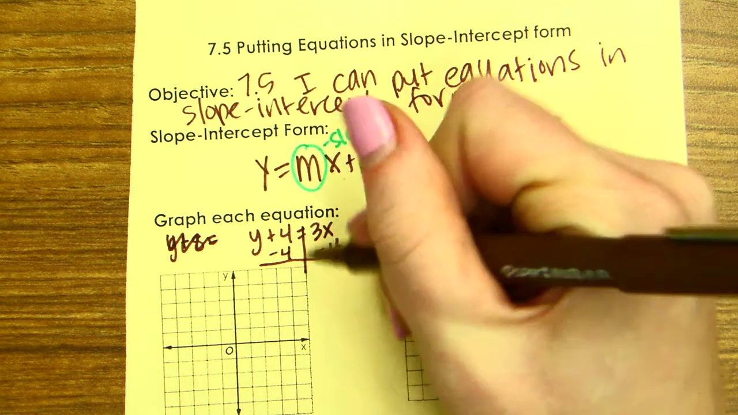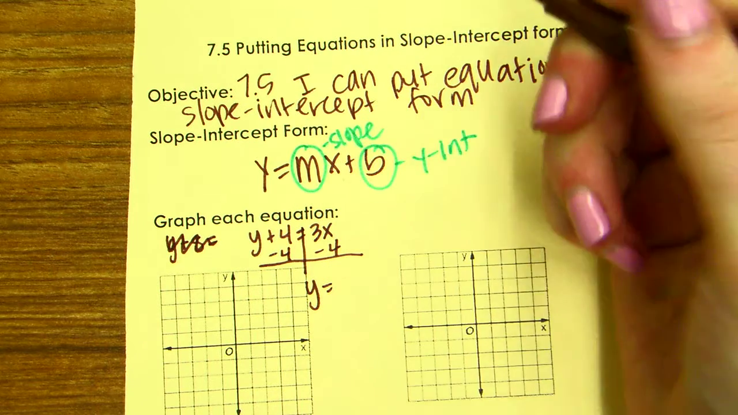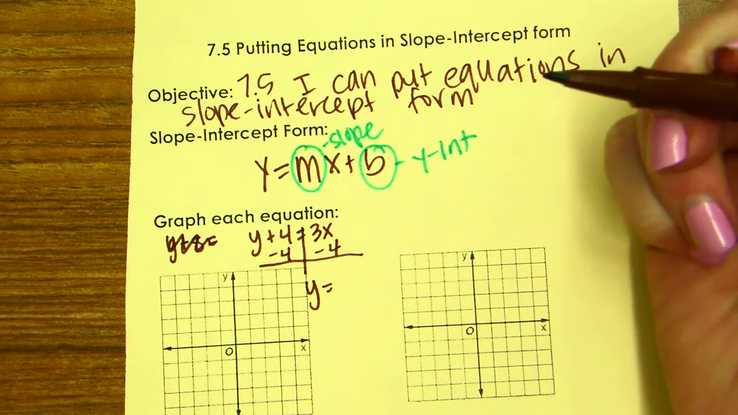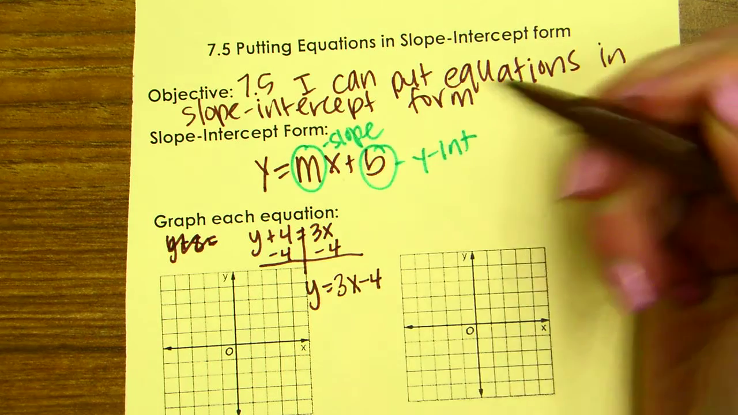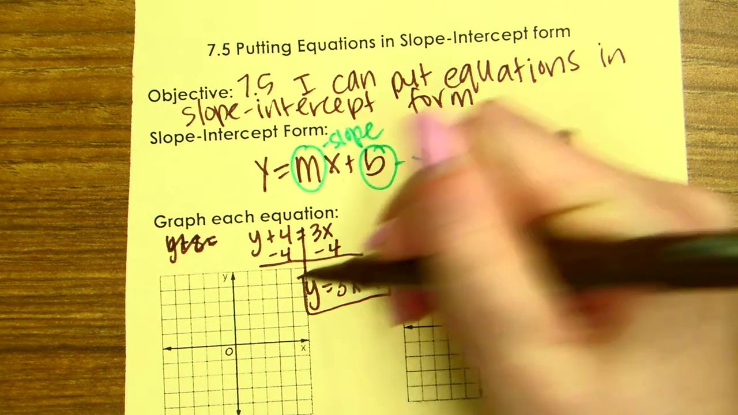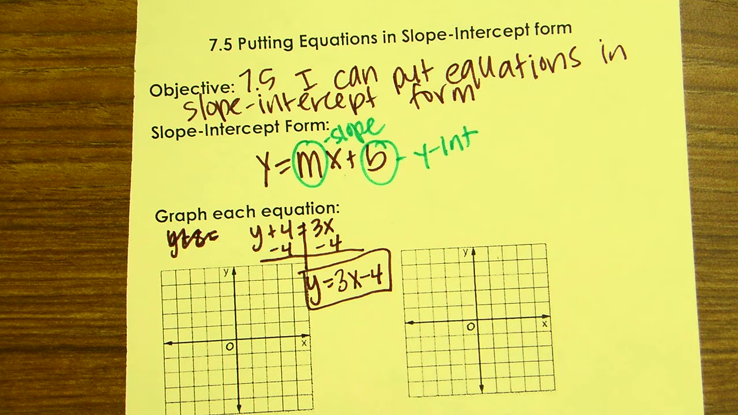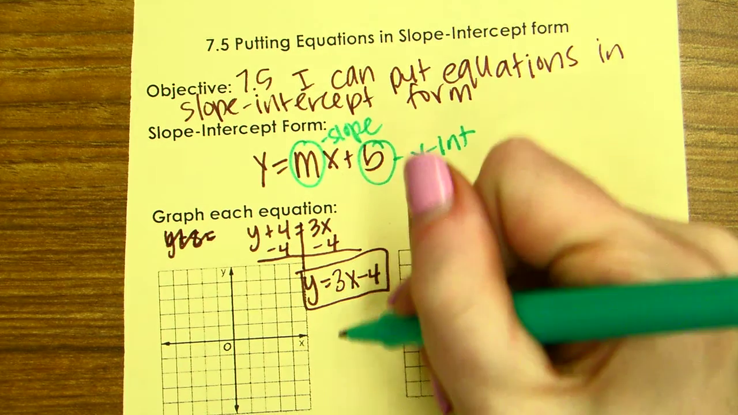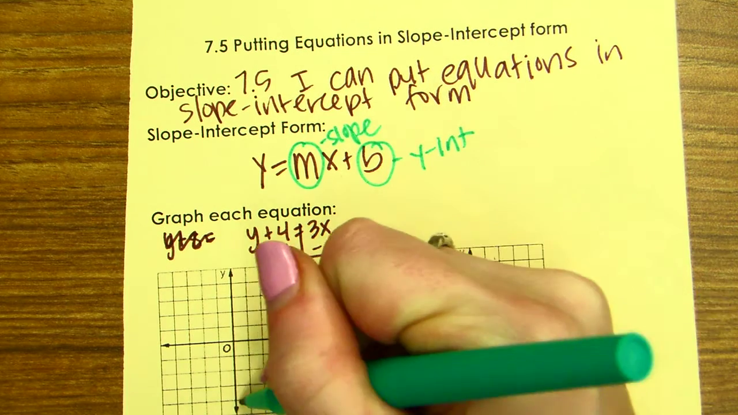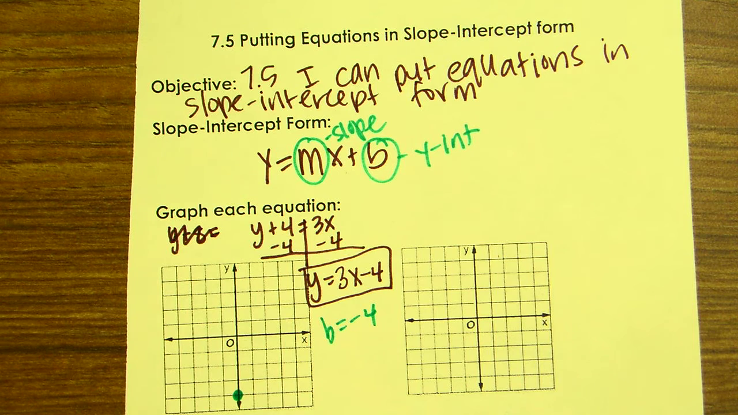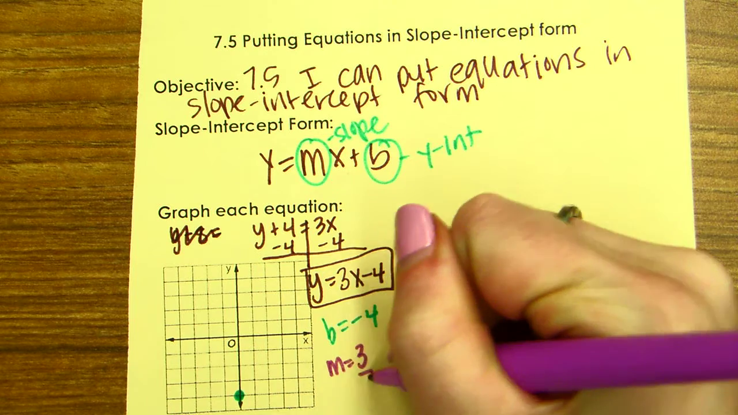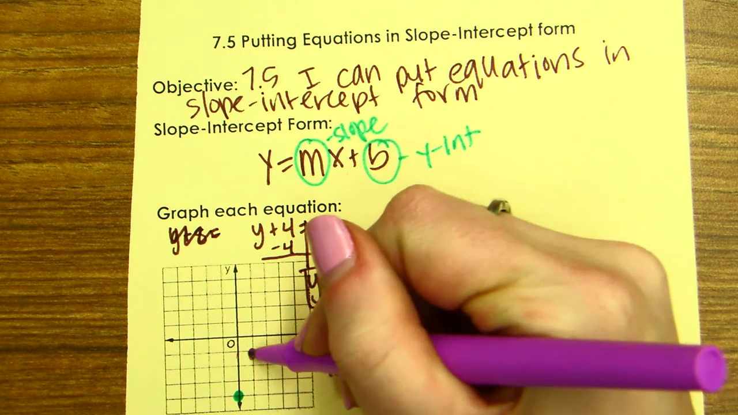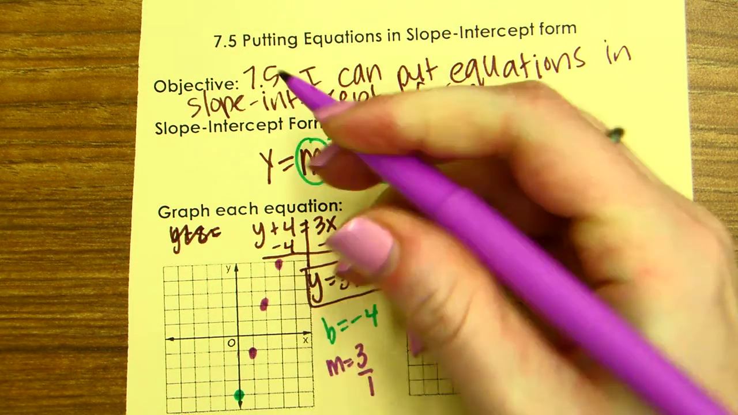On this side, I just have a y left over. On this side, 3x and negative 4 are not like terms, so I can't combine them, so I just have 3x minus 4. Now that my equation is in slope-intercept form, I can graph it. I know that the y-intercept is negative 4, so I'll put a dot at negative 4, and the slope is 3. To write 3 as a fraction, I have to do 3 over 1. So I'll go from this dot up 3 over 1, up 3 over 1.